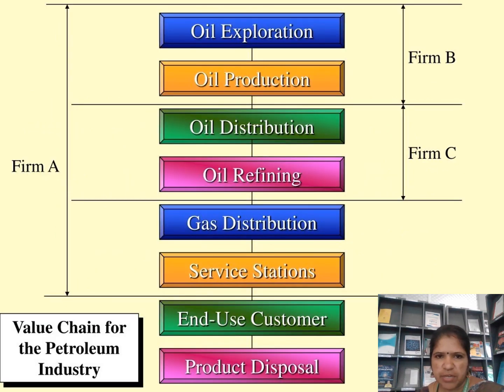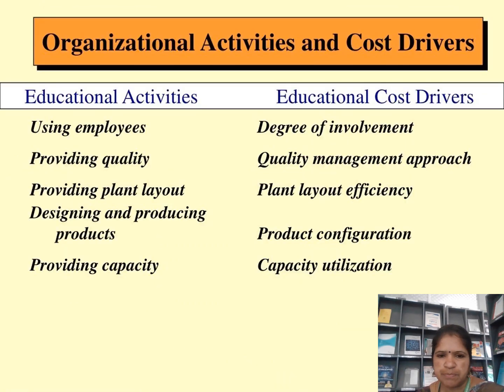Under this chart, we can identify oil exploration, oil production, distribution, refining, gas distribution, service station, end user customer, and product disposal. Under this, firm A will identify oil distribution and refining, firm B oil exploration and oil production. It will also include firm C, which comes under the value chain for the petroleum industries.